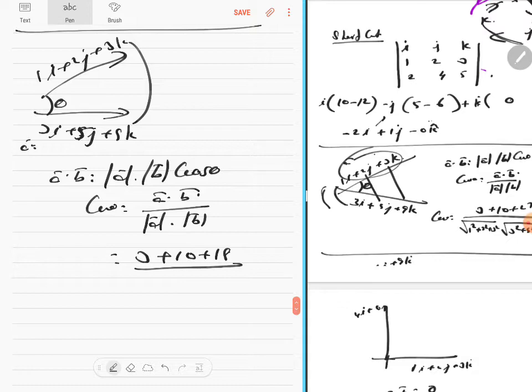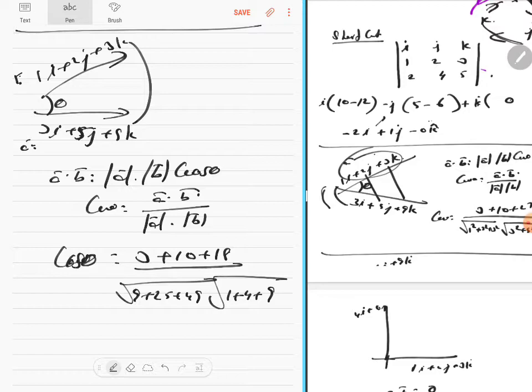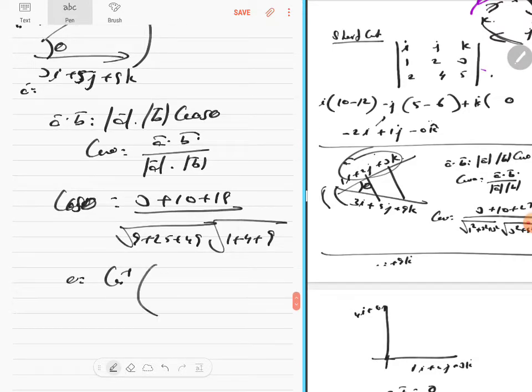Let's consider one vector is A, another vector is B. The magnitude of A is 9 plus 25 plus 49, under the root. The magnitude of B is 1 plus 4 plus 9, under the root. Thus you get cos theta. And if you want the angle, you can take the cos to the other side: theta is cos inverse of whatever answer you get. Cos theta when taken to the other side becomes cos inverse. Thus you can find the angle between the two vectors.